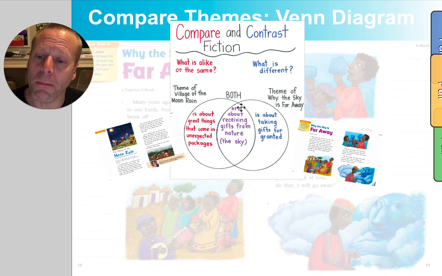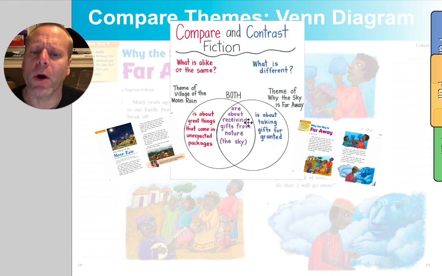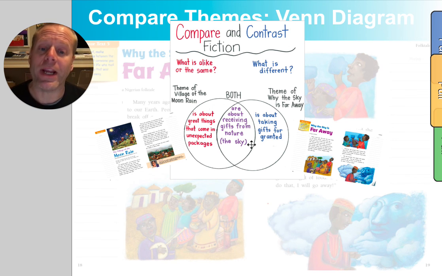But if you think about both of these stories, they were alike in some ways. They were about receiving gifts from nature. Seeds came as a gift, and the sky was giving its food as a gift. So really, the sky gave both these stories gifts. So we're comparing and contrasting two things using a Venn diagram.